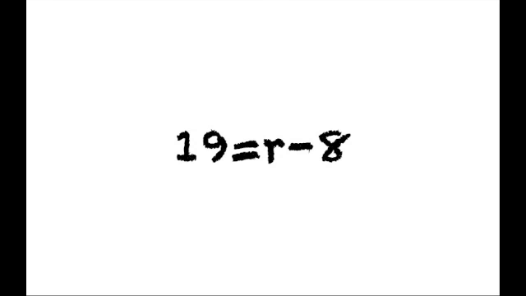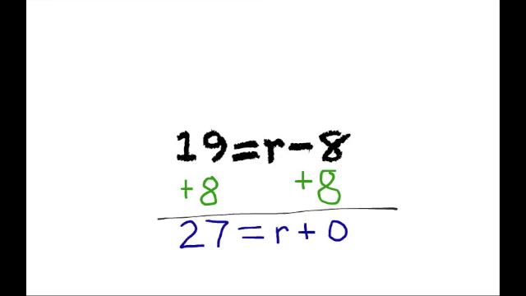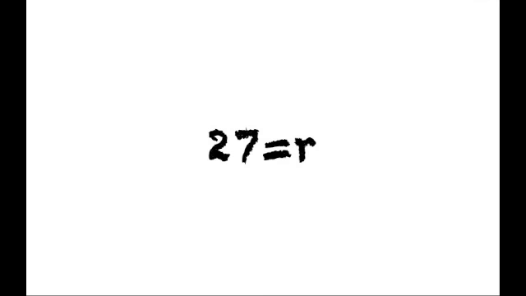Now, in order for us to continue to solve for r, we need to get rid of that minus 8. So the opposite operation of subtraction is addition. So we want to add 8 to both sides. And we would get 19 plus 8 is equal to 27, and r minus 8 plus 8 is equal to r plus 0. So we're left with 27 is equal to r.